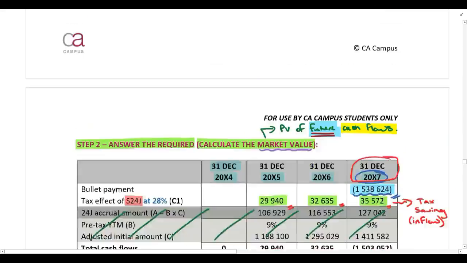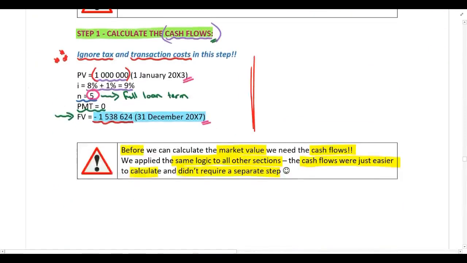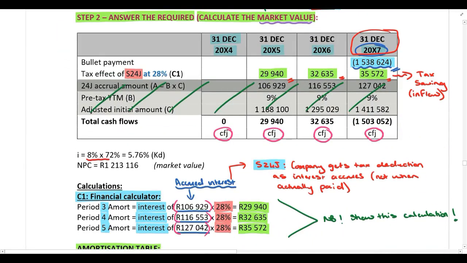And then remember, we use the cost of debt as our discount rate when calculating the market value. And in this example, you've been told that the cost of debt is 8%. You were not told if the rate is before or after tax. Guys, if the question is silent, you assume that it's before tax. So we need to take that rate of 8% and multiply it by 72% to get the after-tax cost of debt. So your cash flows above are after tax because you've taken this tax benefit into account. Your cost of debt is also after tax. You input all of your cash flows and you calculate your market value.